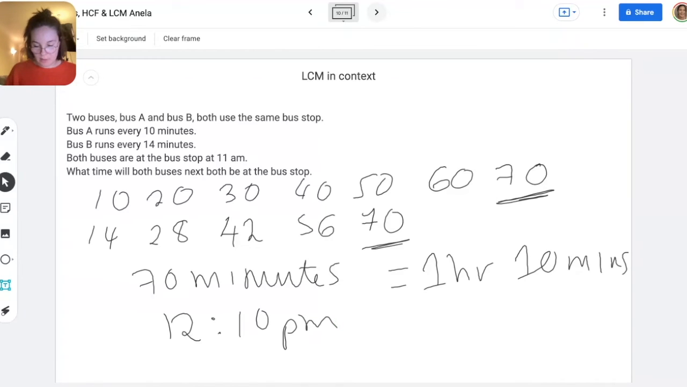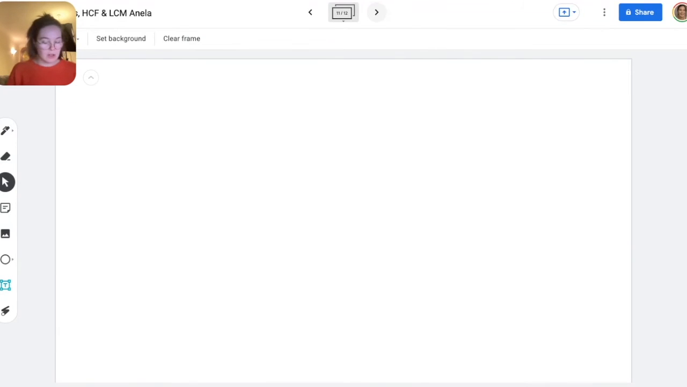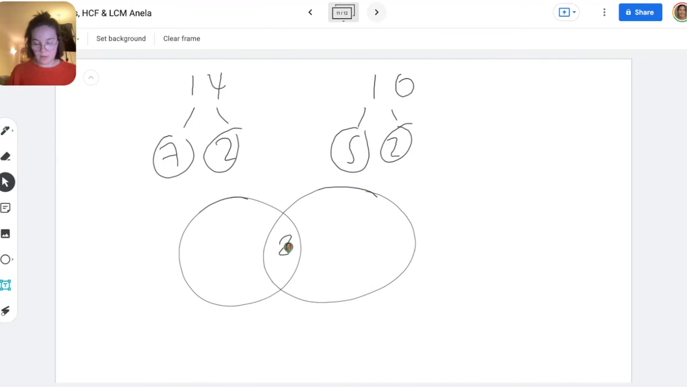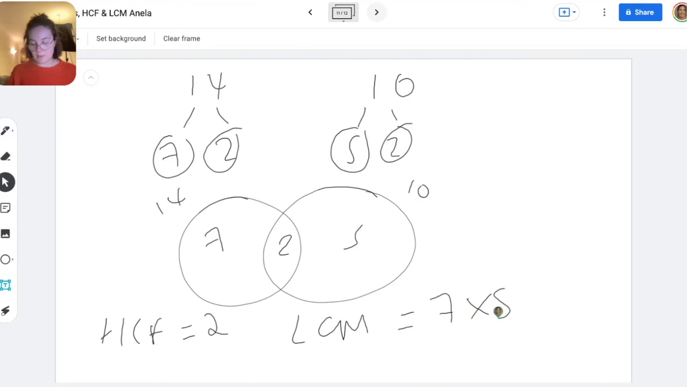Now another way that we could answer this question is by using prime factors. You can use whichever one is better for you. So we've got 14 and 10, and we can split them up into their prime factors. 14 would be 7 and 2, 10 would be 5 and 2. Do a Venn diagram. Now what do they have in common? They've got a common 2. So the highest common factor is 2 and the lowest common multiple is 7 times 5 times 2, which is 70. And then vice versa, 70 minutes.